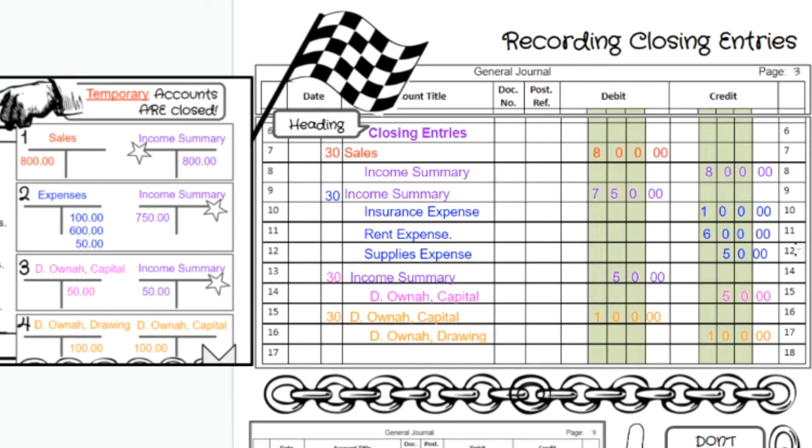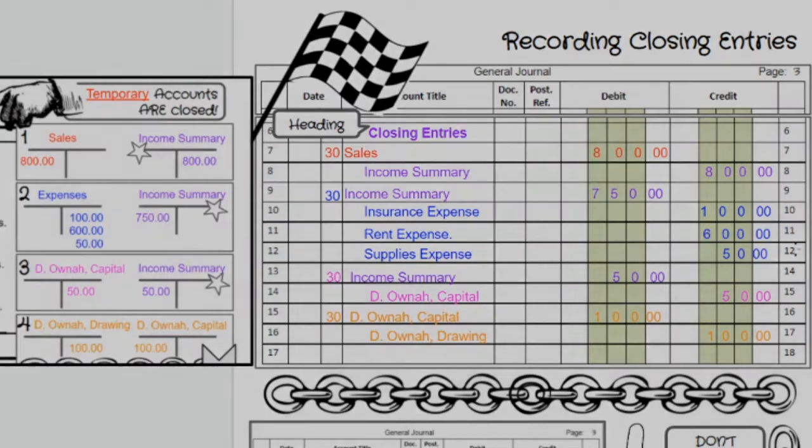Our fourth and final entry is closing owner's drawing. So we have a debit to capital that matches the credit to drawing, and the drawing is normally recorded in the debit side. So to close it, again, it's the credit. Hopefully all these color-coded accounts help you understand what's going on here.